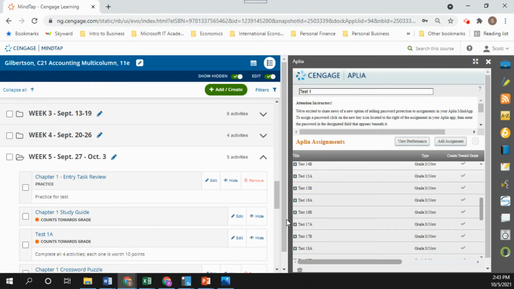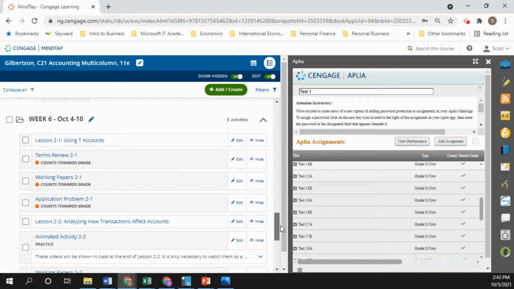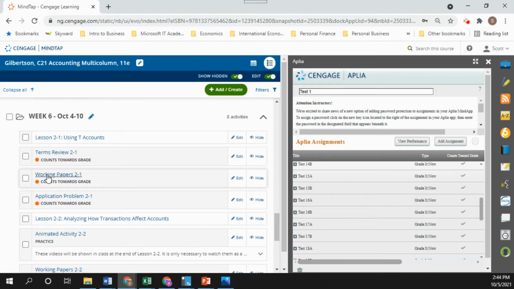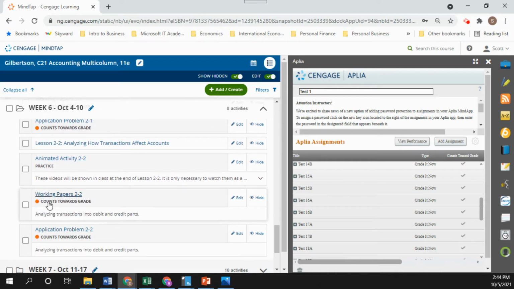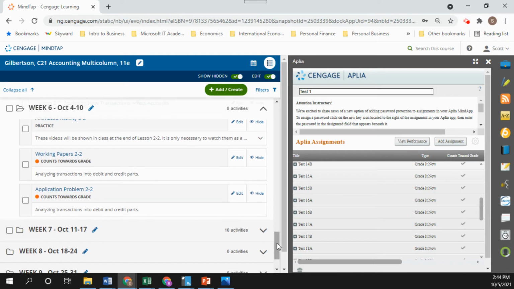Now we will be working on week 6. I'm going to slide this over. Week 6 in Aplia. There we go. And I would do the working papers 2.2 first. This animated activity, I'm just going to show those videos, and we're going to pause them just for practice as we go along. That is not a graded assignment. And then the application problem 2.2. And maybe before the end of the period, we might be diving into lesson 2.3 for chapter 2. All right. So there you go. And we'll work on those.